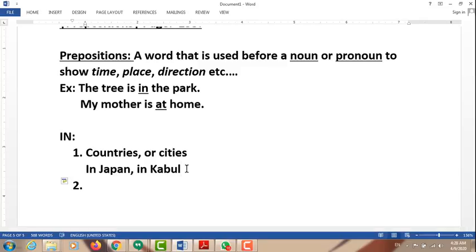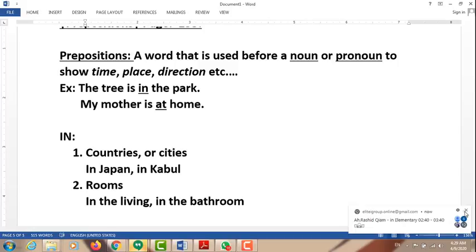Number 2. It is used for rooms. Okay? For what? Rooms. Yeah. Let me copy this. You can use this one for rooms. Okay, rooms are usually what? Closed areas. For example, in the living room. Okay, because it's a room. And in the bathroom. Bathroom is also a room. Alright, guys?